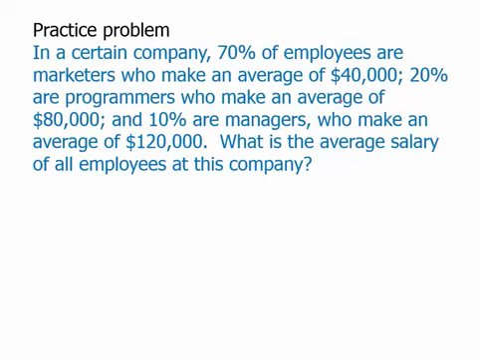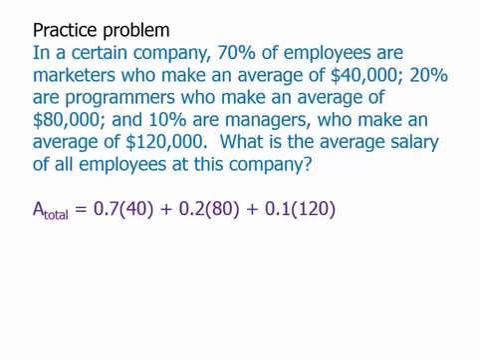Okay, so notice here, we don't know the actual number of people at the company. We don't care about the number of people at the company. All we're given are percents, which are very easy to change to proportions. 70%, 20%, 10%: 0.7, 0.2, 0.1. Those are the proportions at this company. And we have the average for each group. So again, all these numbers are in thousands. We don't want to deal with the extra zeros, so we're just going to call these averages 40, 80, and 120 and leave off the extra zeros to save ourselves writing all those extra zeros.